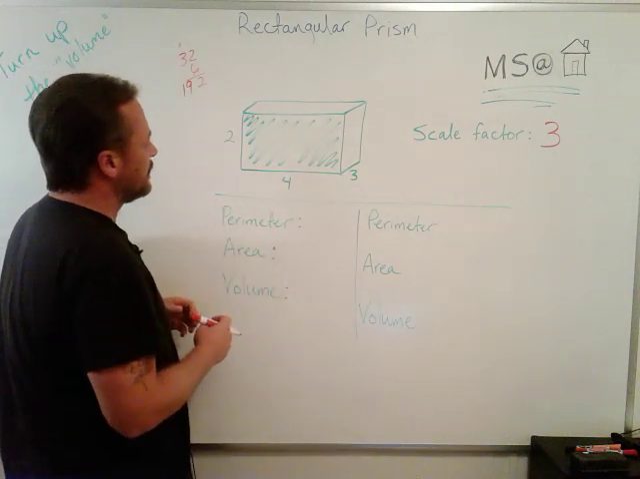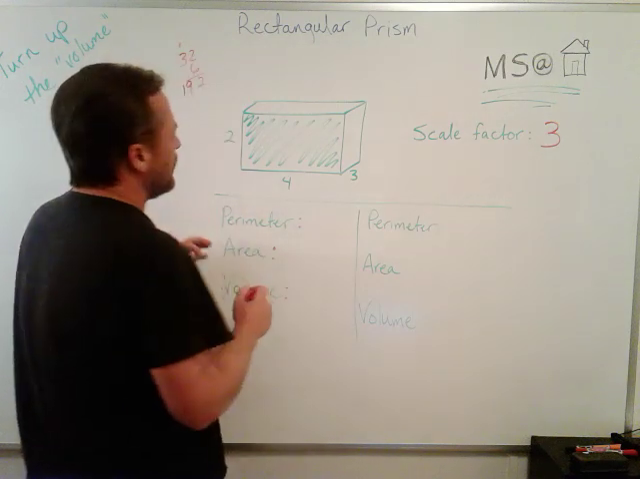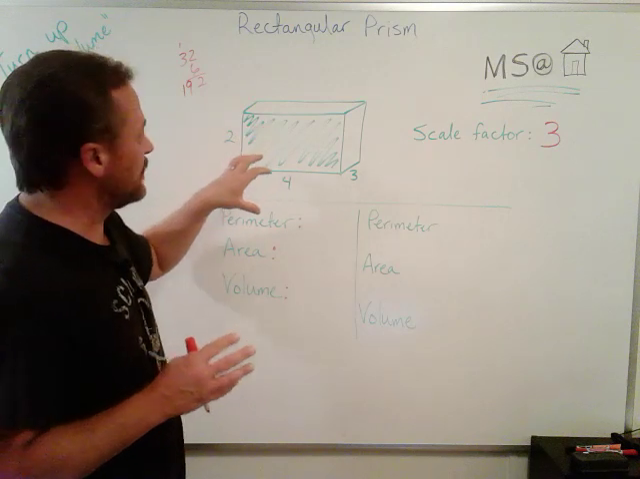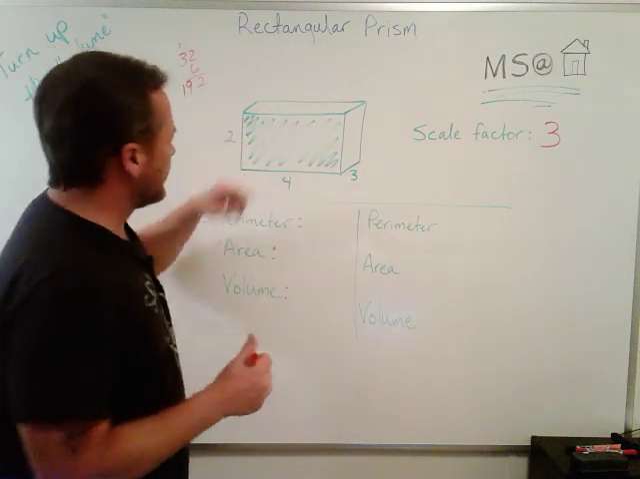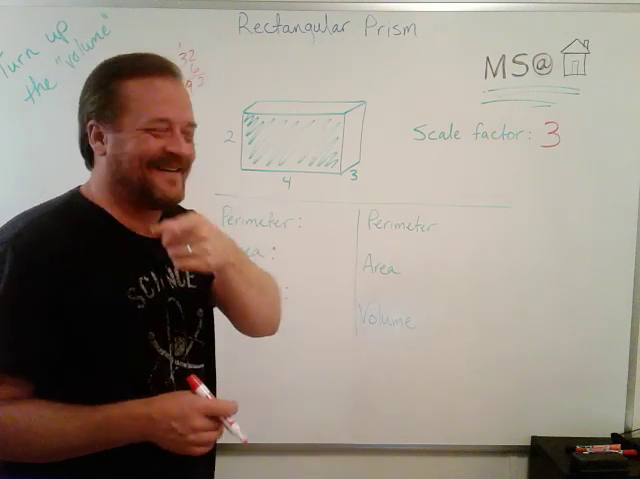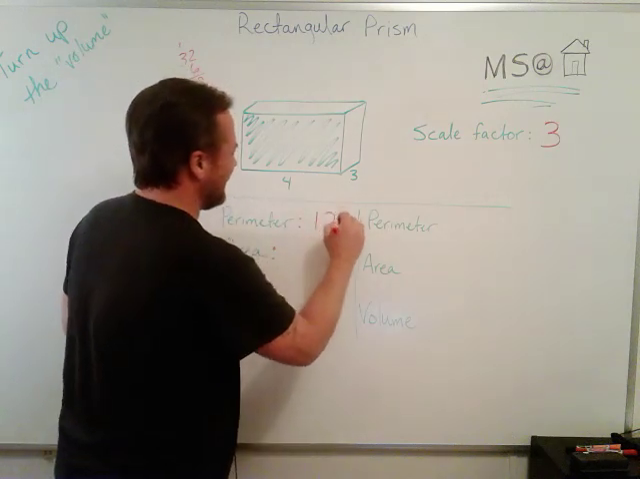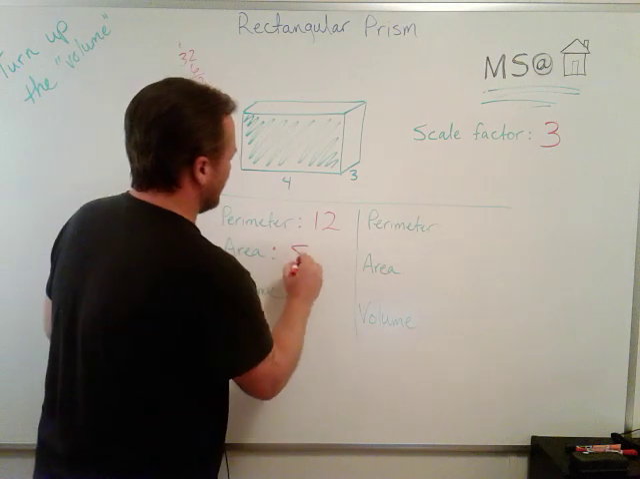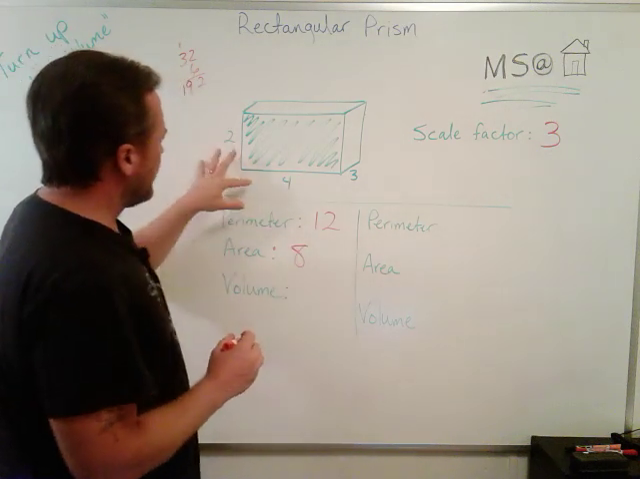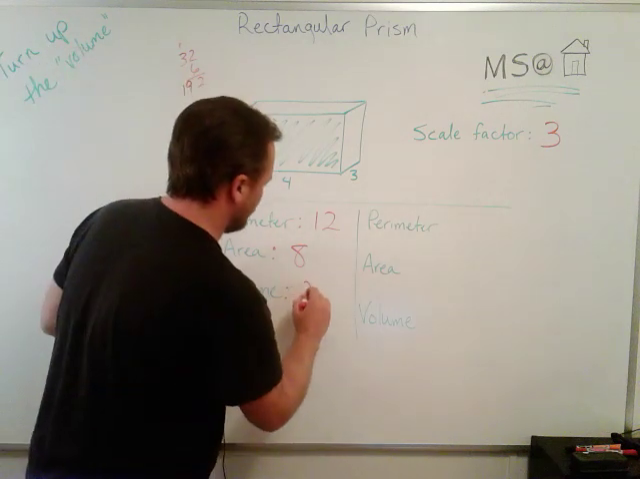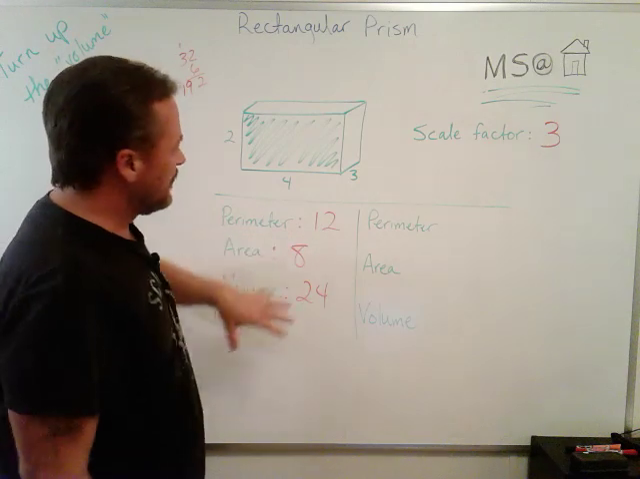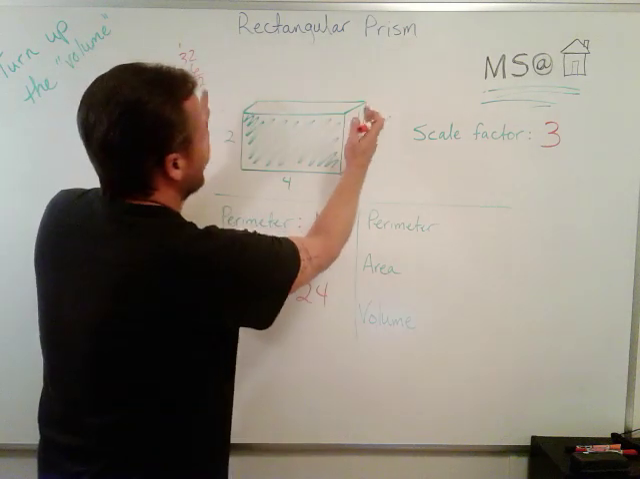Well, I guess I shouldn't have erased those, but anyway, the original face right here, just the face, the perimeter, 2 plus 4 is 6, right? 6 plus 6 is 12. The area was 2 times 4, that's 8. And then the volume was, did I have 24? Yeah. Okay. Didn't need to erase that, but there, it's all back again. This is our original prism right here.